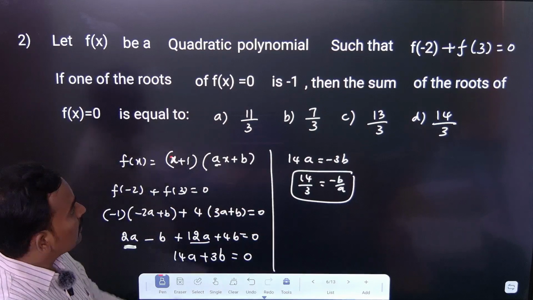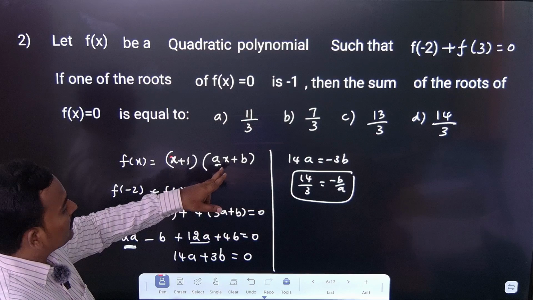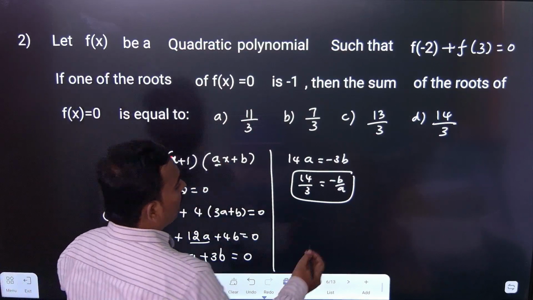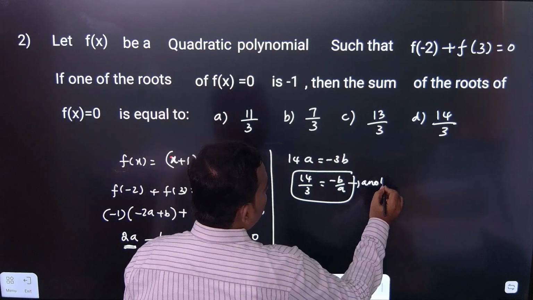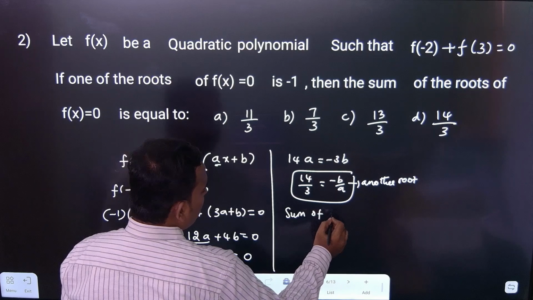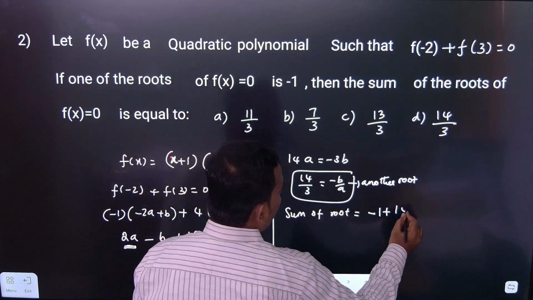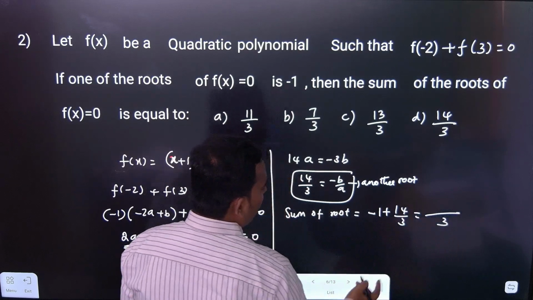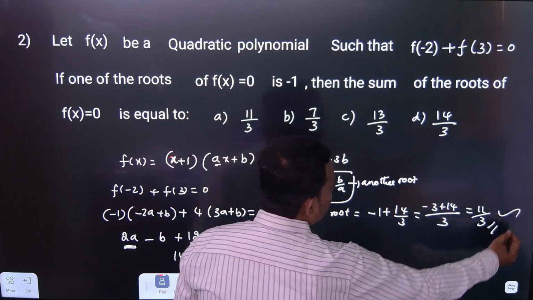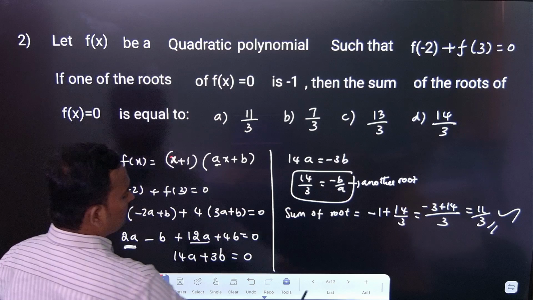One root is already given to you, minus 1. The other root is what? Ax plus b, you can equate to 0, x equal to minus b by a. This is the other root. The sum of the roots: one is minus 1, the other root is 14 by 3. So you take the LCM 3, minus 3 plus 14, 11 by 3 is your answer. I hope everyone understands, right? Okay, we'll go for the next question.